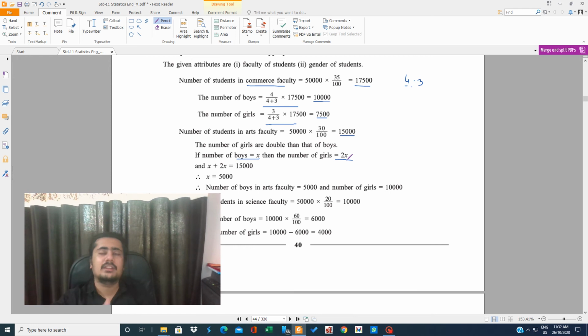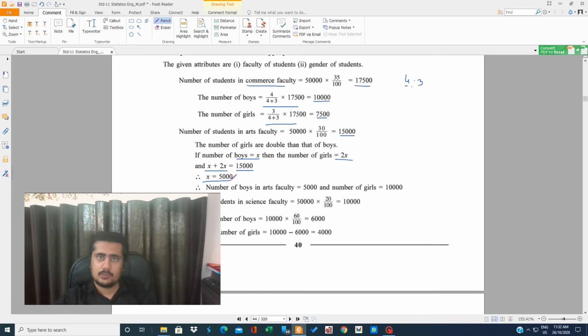They told that girls is double of boys. So if boy is x, then girls is double, that is 2x. Now these boys and girls mix up and will form the total number of students in arts. In arts, there are 15,000 students. Boys is x and girls is 2x. So x plus 2x is 15,000.